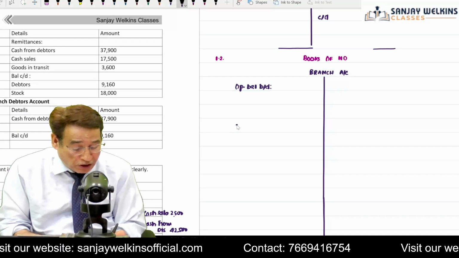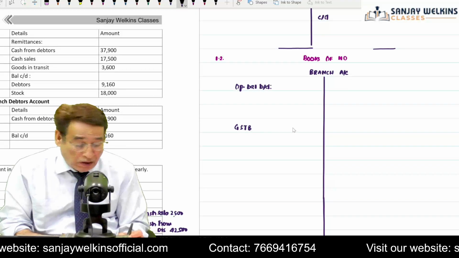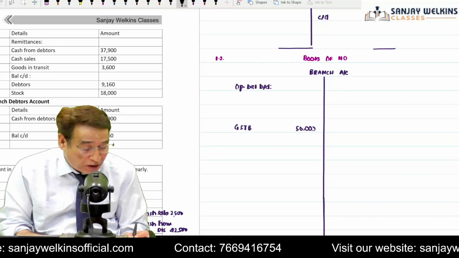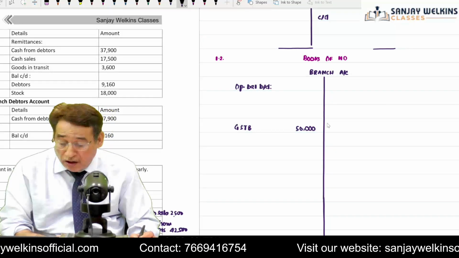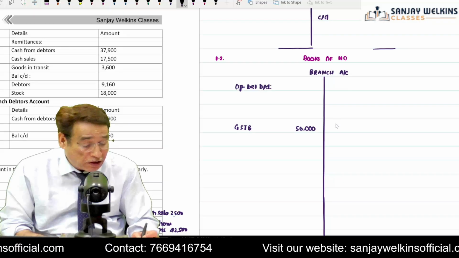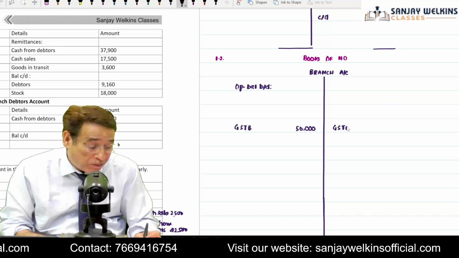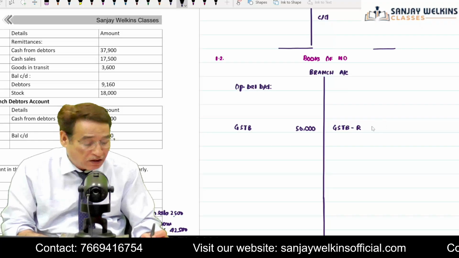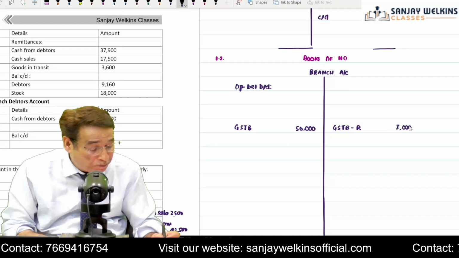Goods sent to branch at cost is given. So I will write here goods sent to branch. 50,000 worth of goods have been sent by head office to branch. Out of that, actually 3,000 worth of goods have been returned. So quite obviously, on the opposite side I will write here goods sent to branch, but you can denote it by R. It means these goods have been returned. 3,000 worth of goods have been returned.